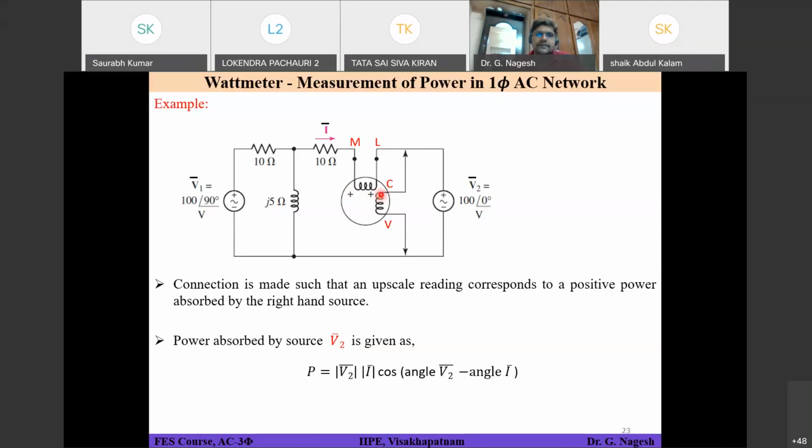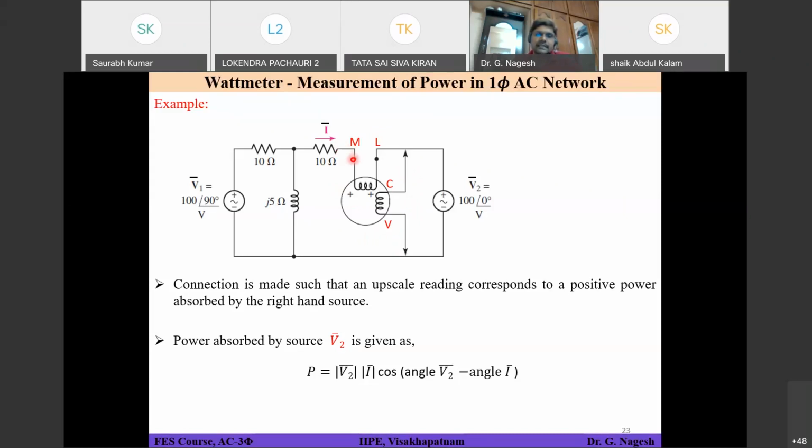Now for these wattmeters, instead of always saying positive and negative, they have given some labeling of names. Those names are denoted as M, L, C, and V. This is the terminology they have adopted for your wattmeter. So when you see a physical wattmeter, these 4 terminals will be available to you for your connection. At M, you have to bring some wire from your circuit and connect at that point.